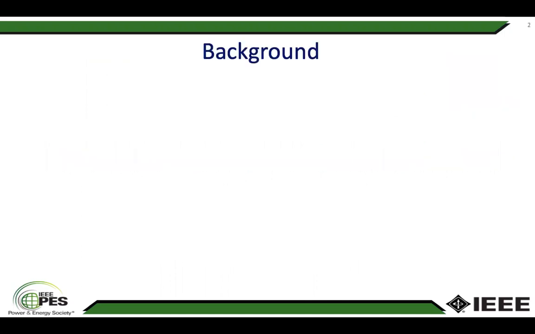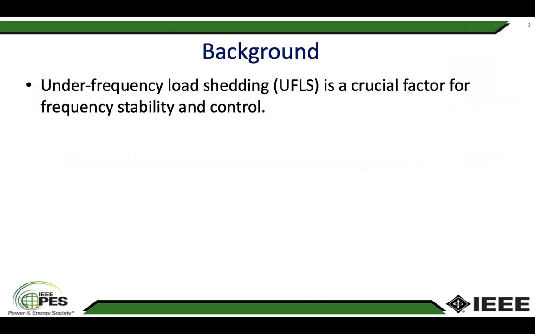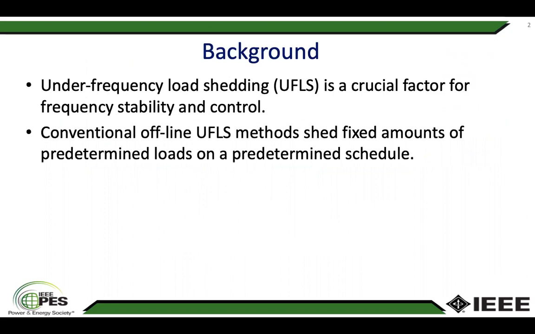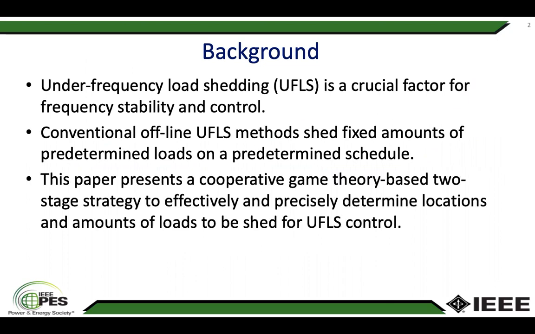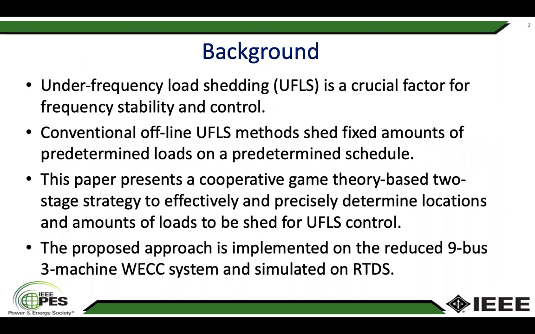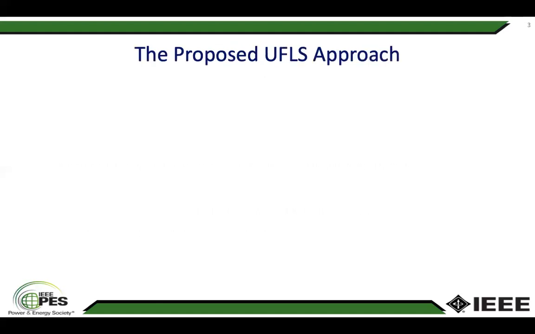Let's start with the background. Under frequency load shedding is a crucial factor for frequency stability and control. Conventional offline under frequency load shedding methods shed fixed amounts of predetermined loads on a predetermined schedule. Contrary to that, this paper presents a cooperative game theory based two-stage strategy to effectively and precisely determine locations and amount of load to be shed for under frequency load shedding control. The proposed approach is implemented on the reduced 9-bus 3-machine WECC system and is simulated on RTDS.